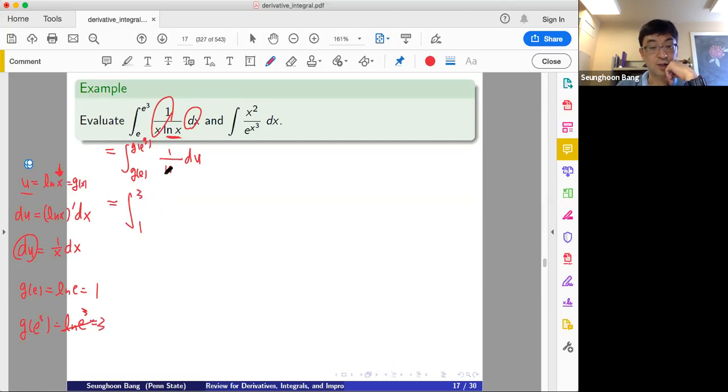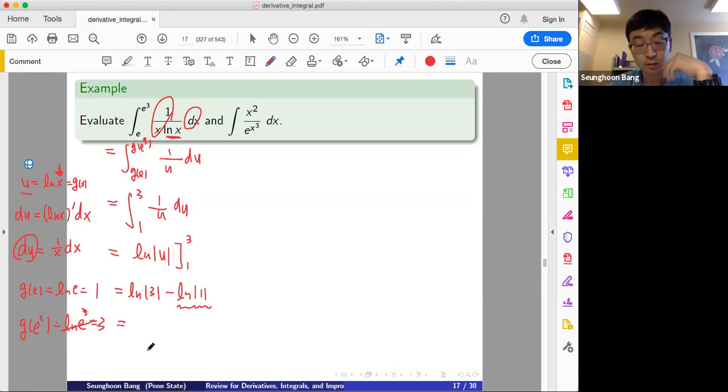Next one. This is the integral of 1 over u du. Find the antiderivative: ln of the absolute value of u from 1 to 3. You can plug 1 and 3 in here: ln of the absolute value of 3 minus ln of the absolute value of 1. Do you know what ln of 1 is? Yes, it is 0. The final answer is ln of 3. This is the whole idea.